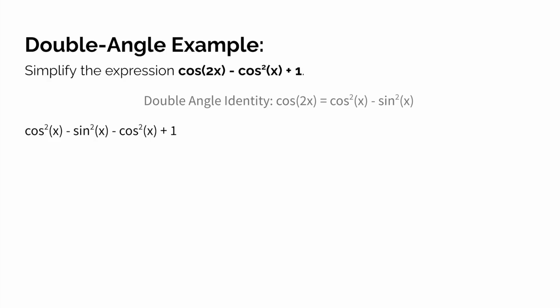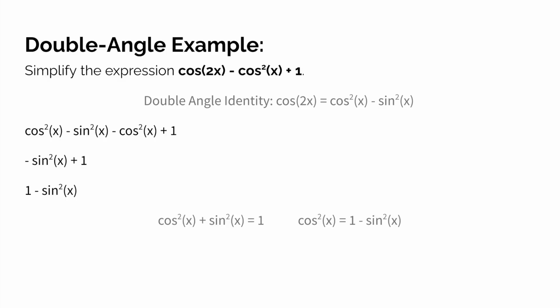We get cosine squared minus sine squared minus cosine squared plus 1. And here we have a cosine squared x minus cosine squared x. So those subtract to 0, leaving us with negative sine squared x plus 1. If we rearrange this, we get 1 minus sine squared x.